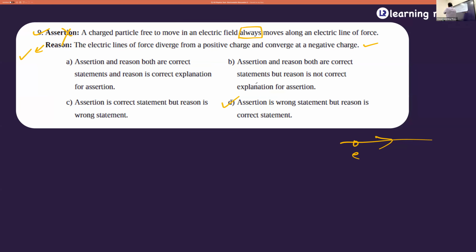So, assertion says a charged particle free to move, there is a charged particle which is free to move, will always move along the electric line of force. Is this statement correct? I have a charged particle which is free to move, and there is an electric line of force. I am saying that the charged particle will always move along the electric line of force. Is it right or is it wrong? Wrong. It is wrong. Why is it wrong?